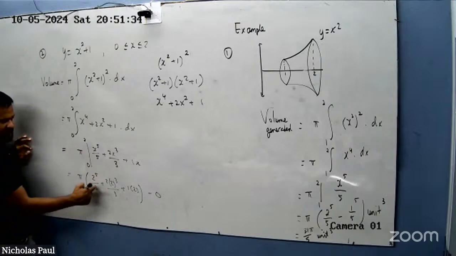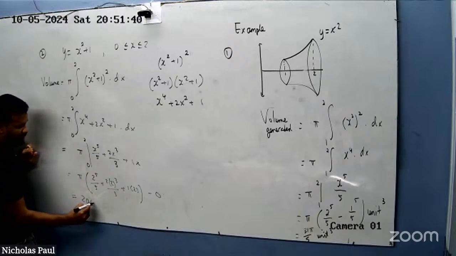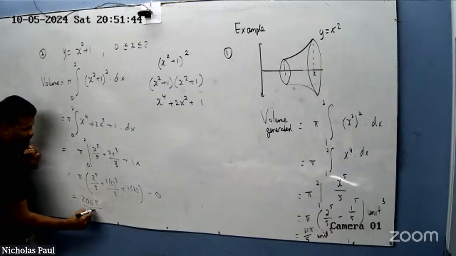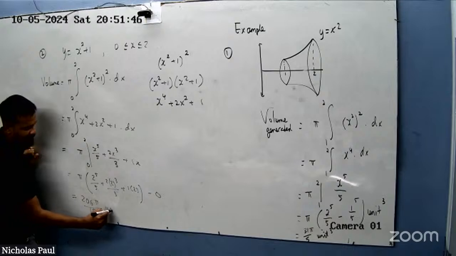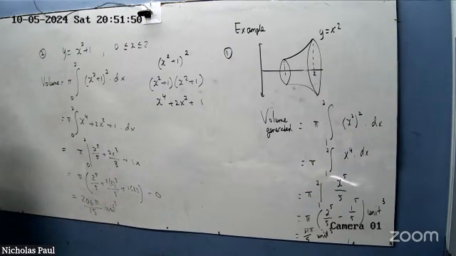How much did you get here? 206 pi over 15. Good job, Elizabeth, that's how you got that. Great job. What did you get the first time? It's 75 now. Just put both of them and take 75 to the same thing.